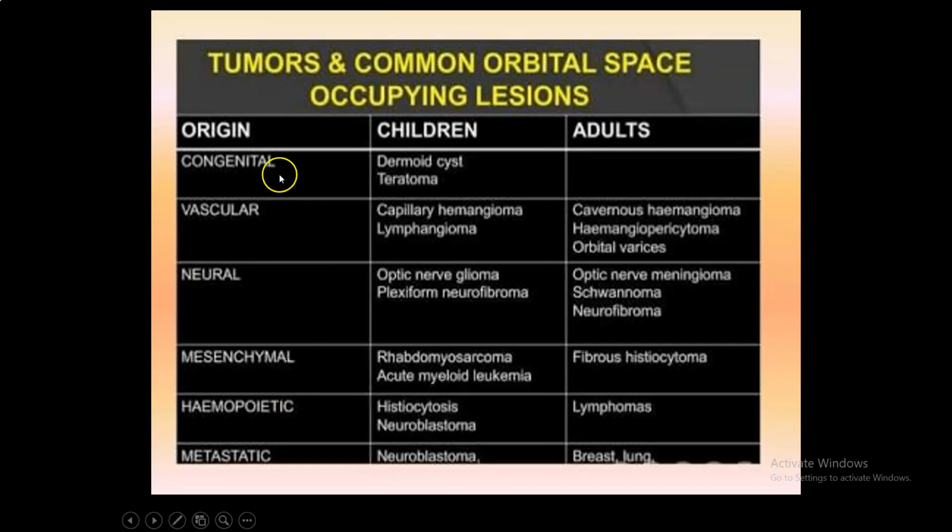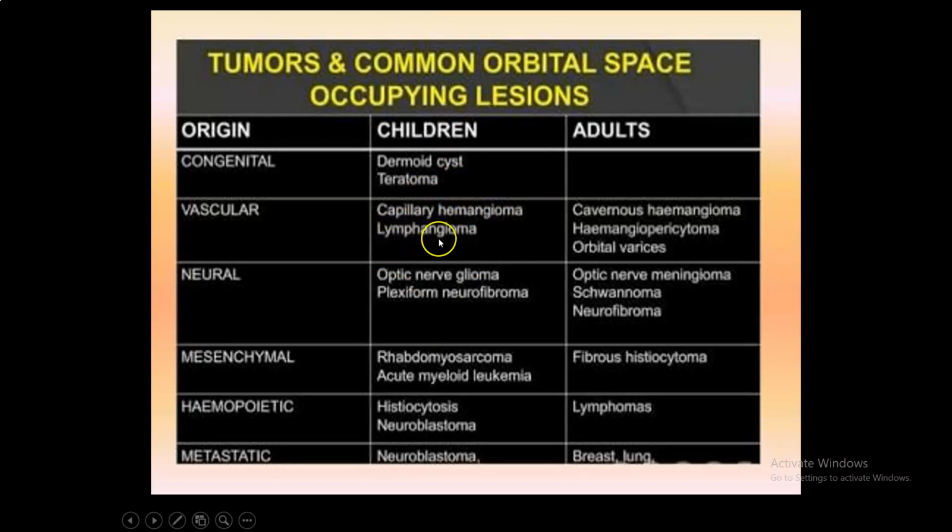If it is congenital in origin, in children you have the dermoid cysts and the teratoma. Of course, dermoid can present in adults also, but this is generally speaking. Vascular, in children we talk about the capillary hemangioma. It's not the cavernous hemangioma. Capillary hemangioma is mostly affecting the skin of a child with the upper lid and evident on his face, and it is diffuse and disappears by the age of 2 years.